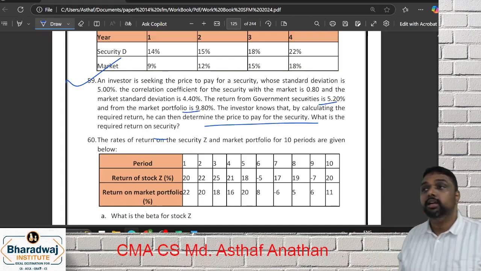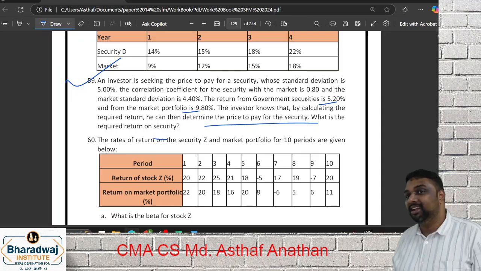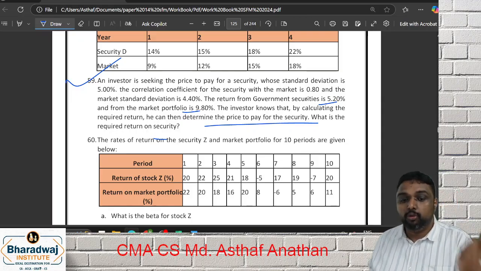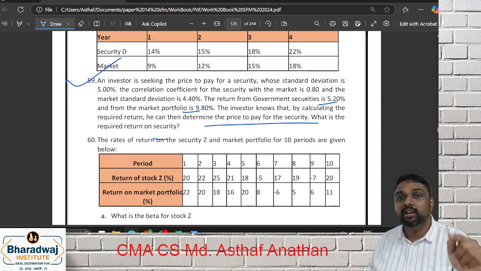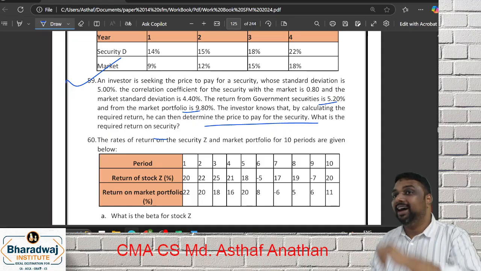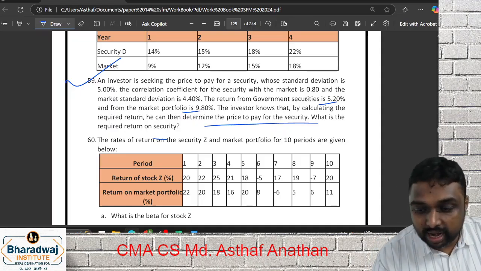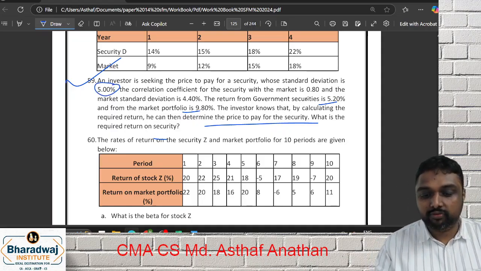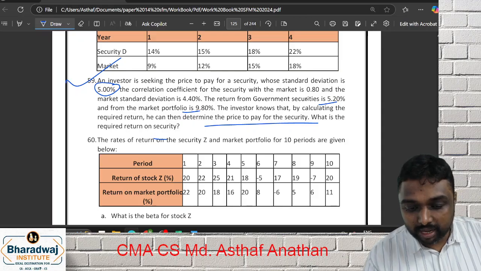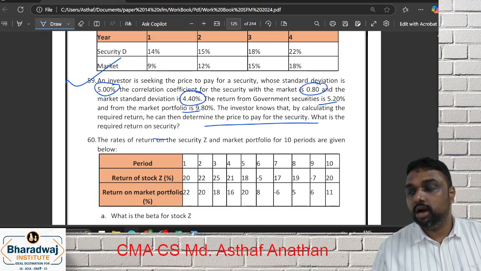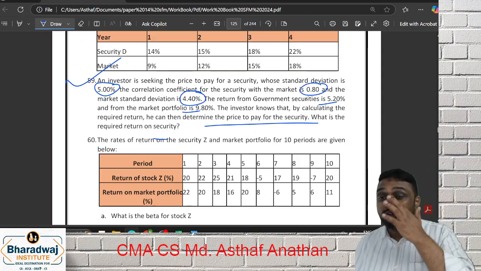So for the return, you have to approach the CAPM method. For CAPM, you should find out beta. Beta is not given. You have to find out the beta. How do you find out the beta? Standard deviation of 5 is given for the stock. Standard deviation of market is 4. Correlation is what? 0.8. So beta, what is the formula?